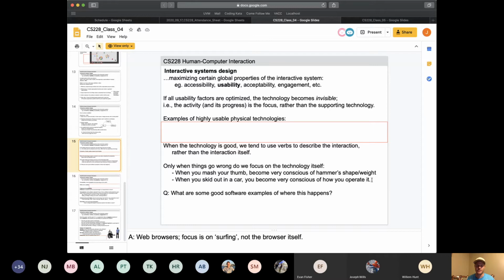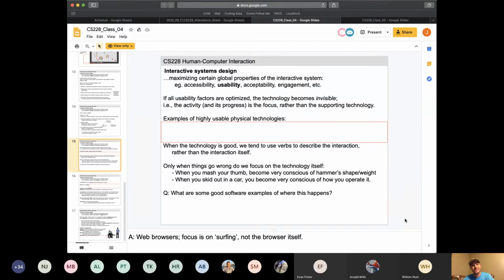So what are some other examples of technologies that you encounter that you feel are very usable, that hide themselves when you're using them? You don't focus on them. You just focus on the thing that you're actually doing. Any technology someone can think of? A spoon.